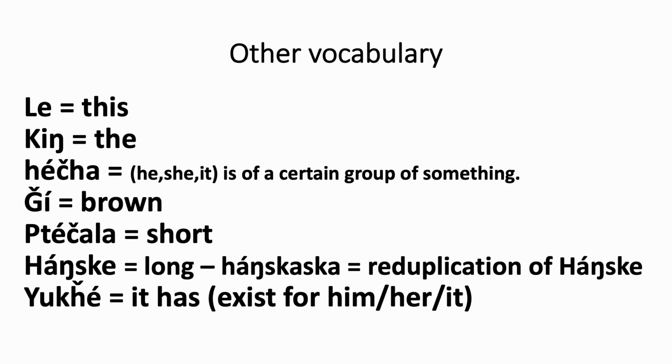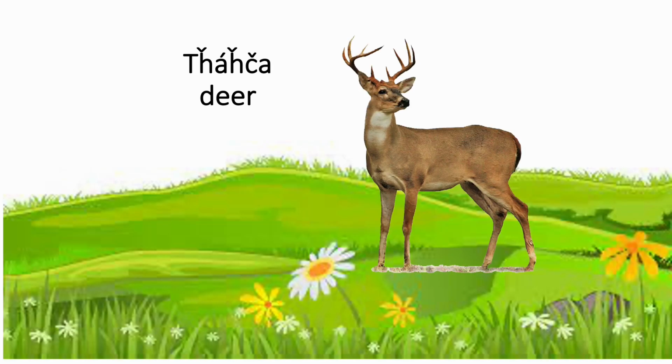And then the verb that we're going to be using is yukhe. That means that it belongs or it exists for whatever we're talking about. It has it. It exists for it. You'll see the way that it's used. Okay, so let's start with this. This is the exercise.